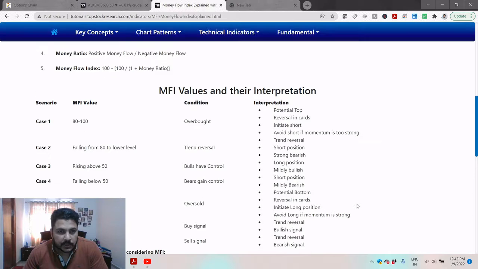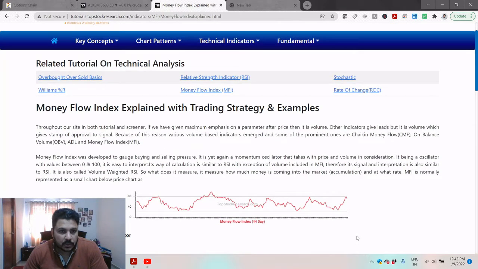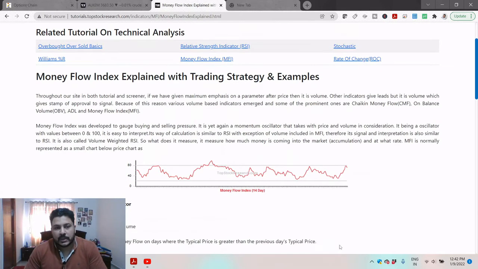So let's get started. I'm using a website called Top Stock Research. You can just Google this. You'll be able to find a lot of screeners on it. It's a very good site. And here, money flow index is described as a typical price plus volume indicator. It is developed to gauge buying and selling pressure.